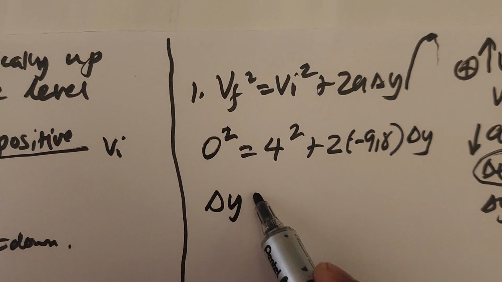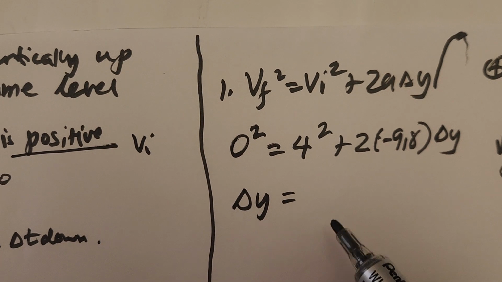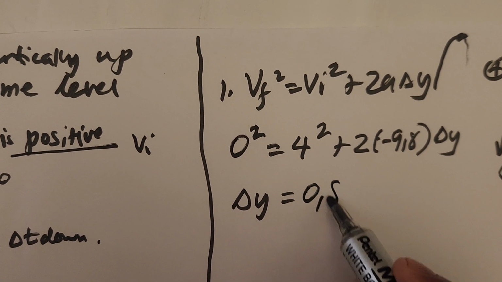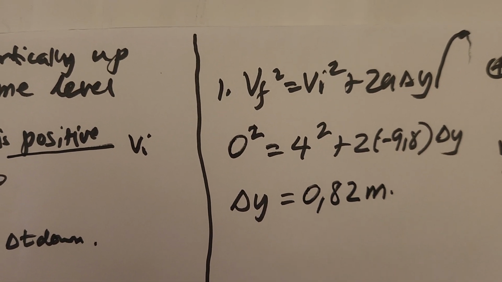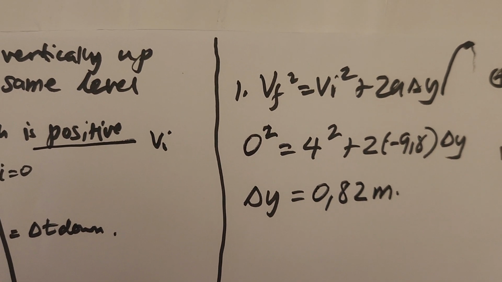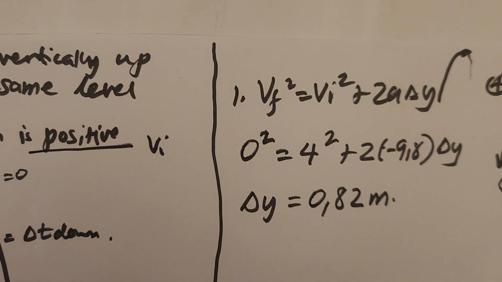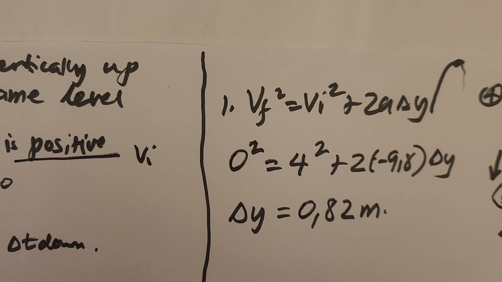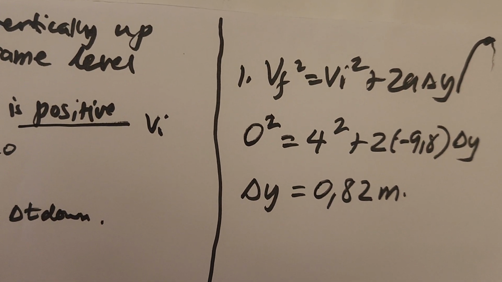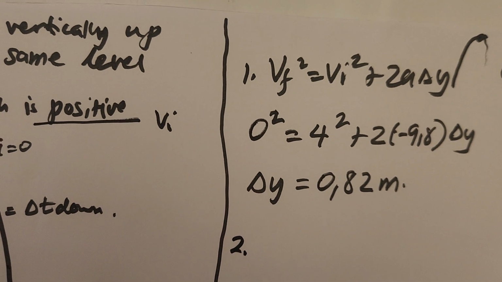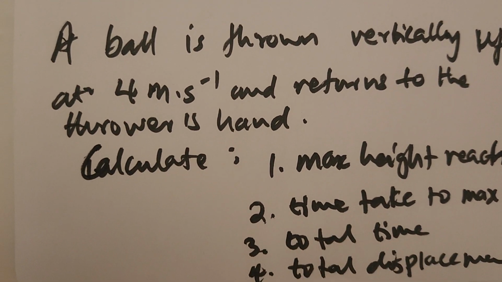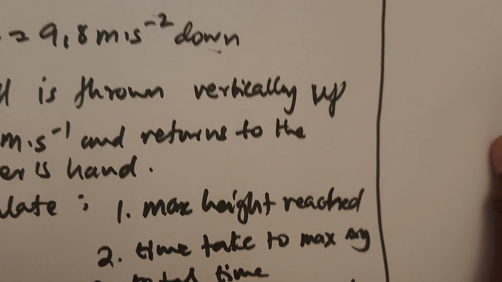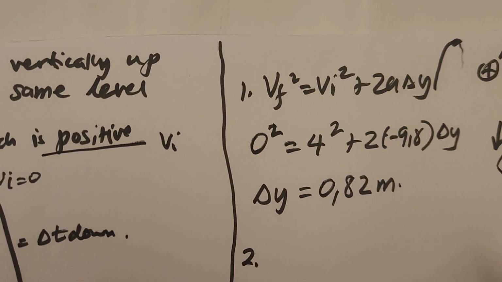So if you use your calculator correctly, you will find that delta y will give us 0.82 meters. That is the height reached by the ball, 0.82 meters. Fine. Now the next question. The next question says calculate the time taken for the ball to reach maximum height. Calculate the time it takes.